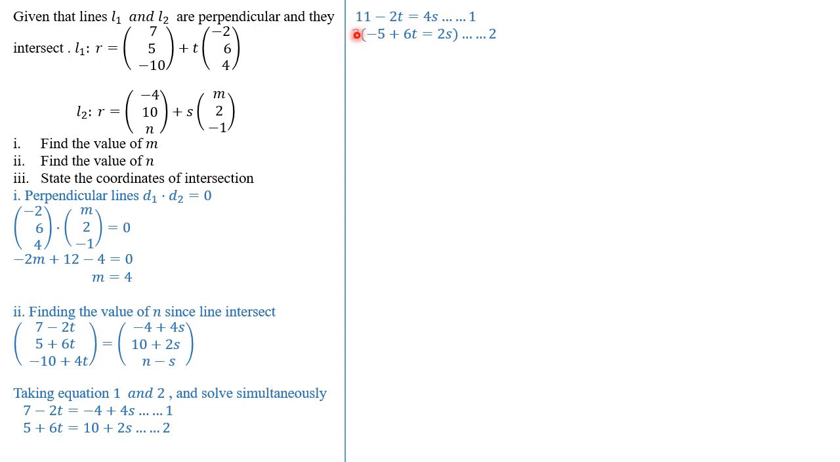That's why we have this 2 which is multiplying here, so that we can have 4s in both equations. So we multiply the second equation by 2, and the first equation stays 11 minus 2t equals 4s. Then the second equation becomes minus 10 plus 12t is equal to 4s. Now we can eliminate s by subtracting the equations, equation 1 from equation 2, or 2 from 1. By subtracting, we are going to have 21 minus 14t is equal to 0. So t is equal to 3 over 2.